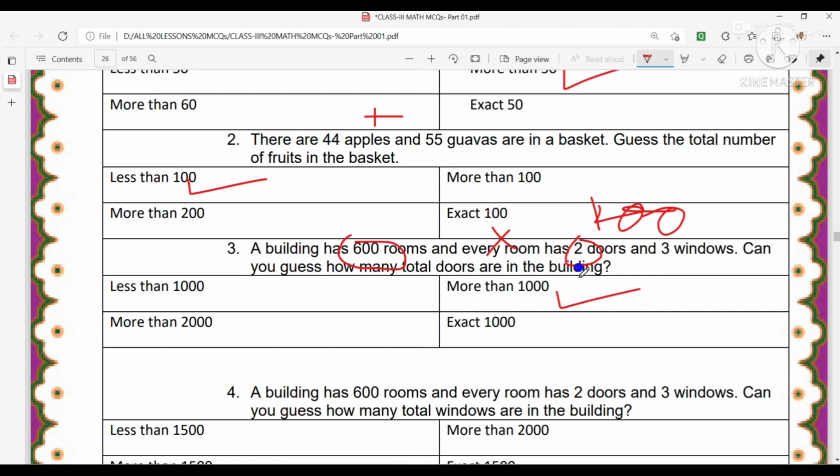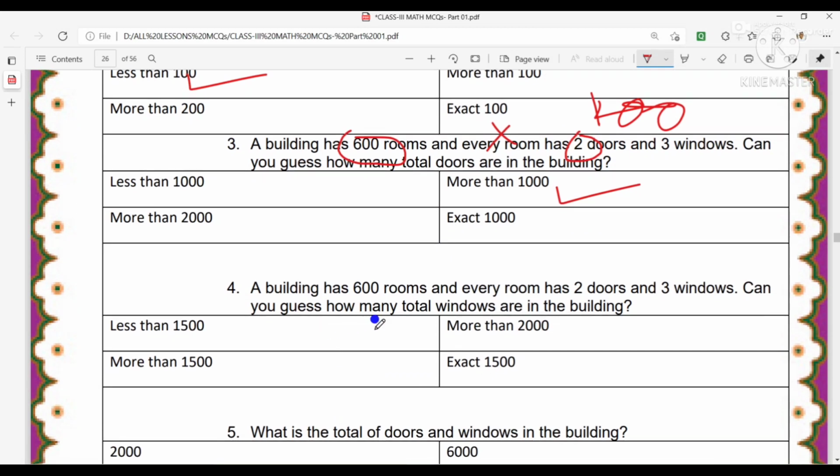Okay. Then a building has 600 rooms and every room has 2 doors and 3 windows. Can you guess how many total windows? So in each room 3 windows. So in 600 rooms there will be 600 into 3, that will be 1800, right? 1800 is more than 1500.